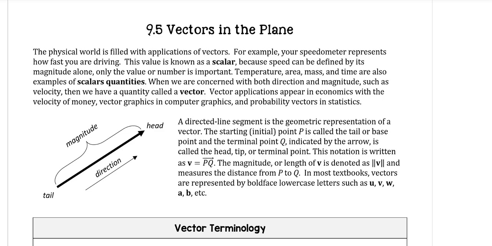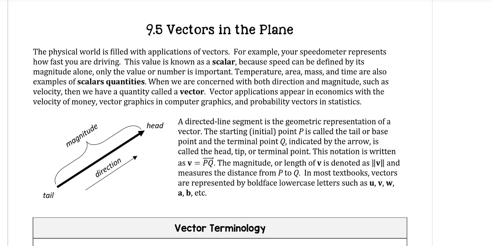When we talk about speed, that's known as a scalar because it gives how fast you're going, but it doesn't tell you the direction. Things like mass, area, and time are all scalars. When we connect the direction and the magnitude together, such as your velocity, then we have a vector.